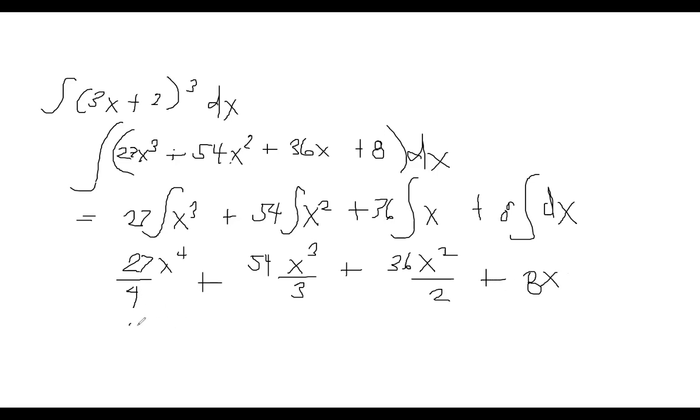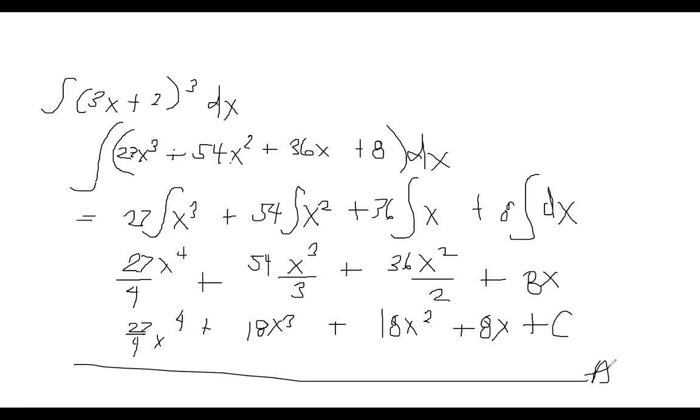So simplifying, we have 27 fourths x to the power of 4 plus 54 divided by 3 is 18, 18x cubed, plus 18x squared, then plus 8x, then plus c. So that is our final answer.